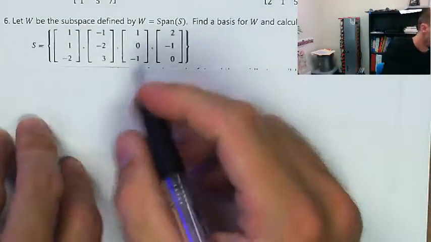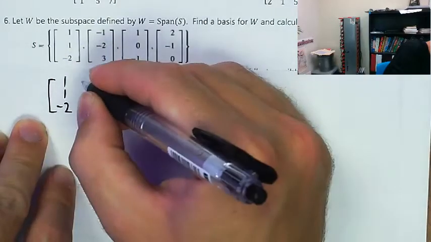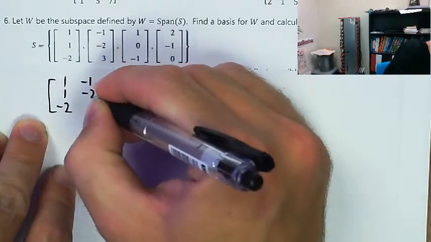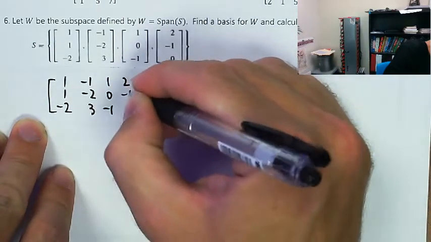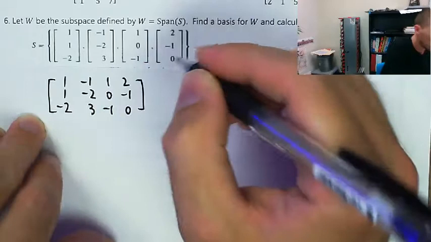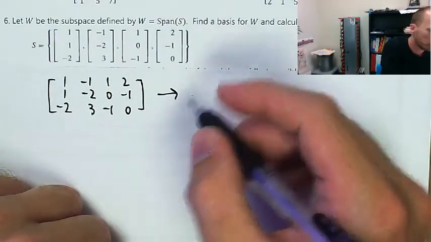Let's say, so I'm going to row reduce this.